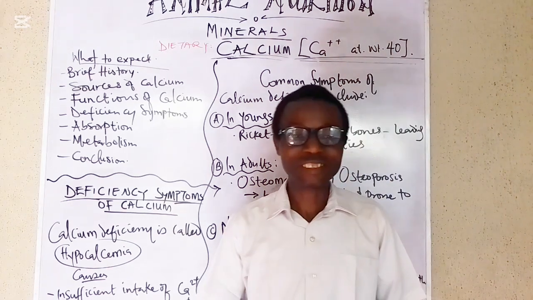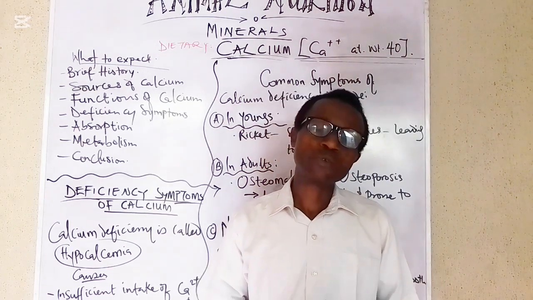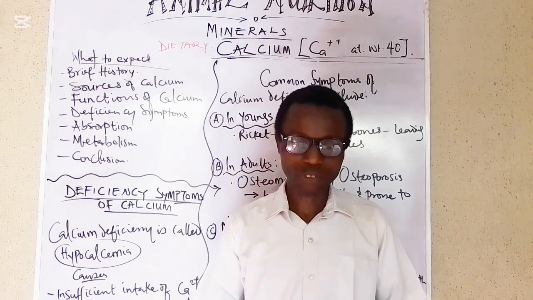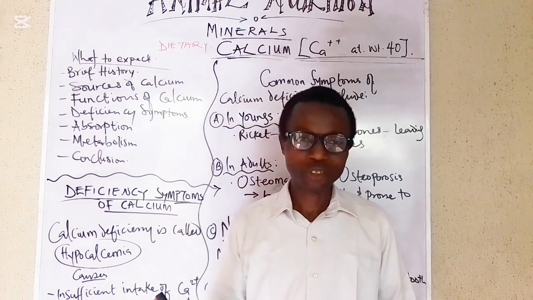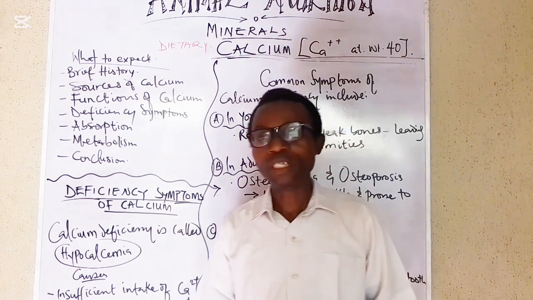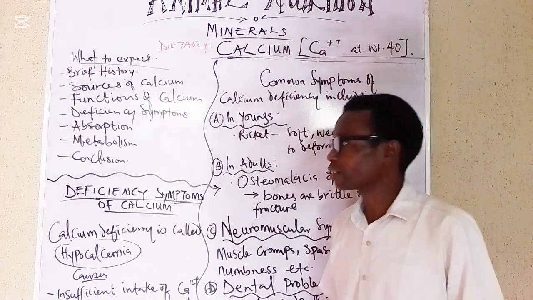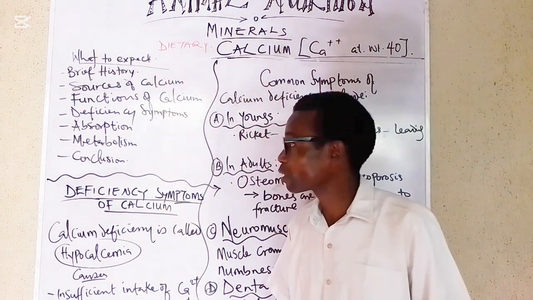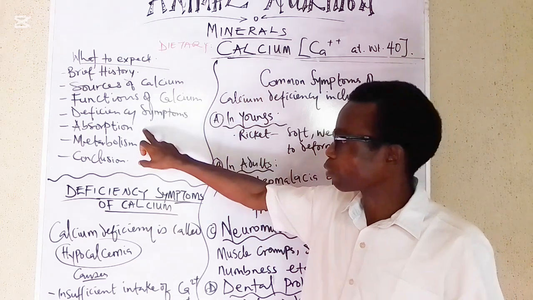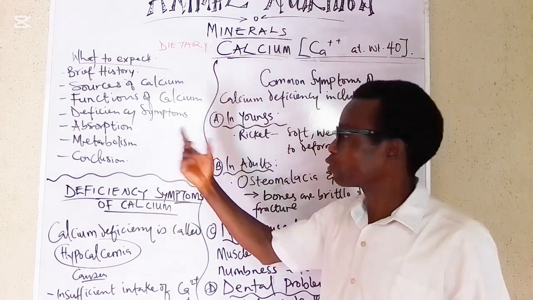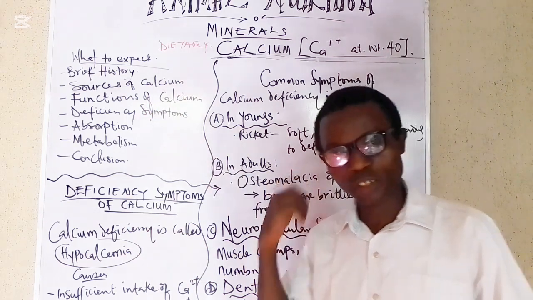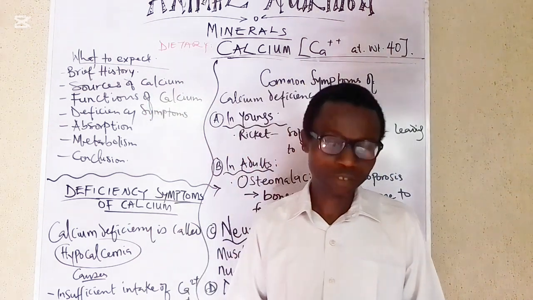Now, this is animal science. We started with minerals and calcium is the first. We hope to cover others, including phosphorus and the others that are very needful. So far, we've looked at the historical perspective, sources of calcium, the function, and also absorption and metabolism. Today we'll be looking at the deficiency symptoms. If you missed all this, please refer to the previous videos so you update yourself on these things.